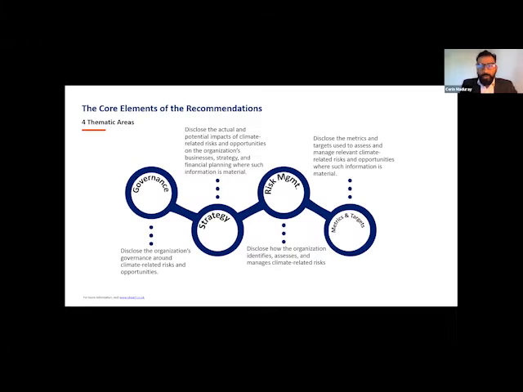So now jumping into the 4 themes. The first theme is governance, which asks organizations to disclose governance around climate-related risks and opportunities. The second is strategy, where the TCFD recommends organizations disclose the actual and potential impacts of climate-related risks and opportunities on business strategy and financial planning. The third theme is risk management, where companies should disclose how the organization identifies, assesses, and manages climate-related risks and opportunities. And the 4th theme is metrics and targets. Companies should disclose the metrics and targets they use to assess and manage climate-related risks and opportunities where material.